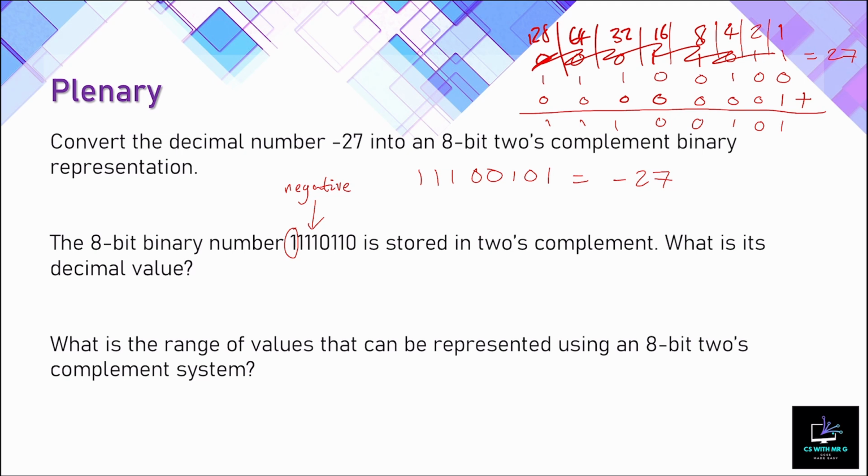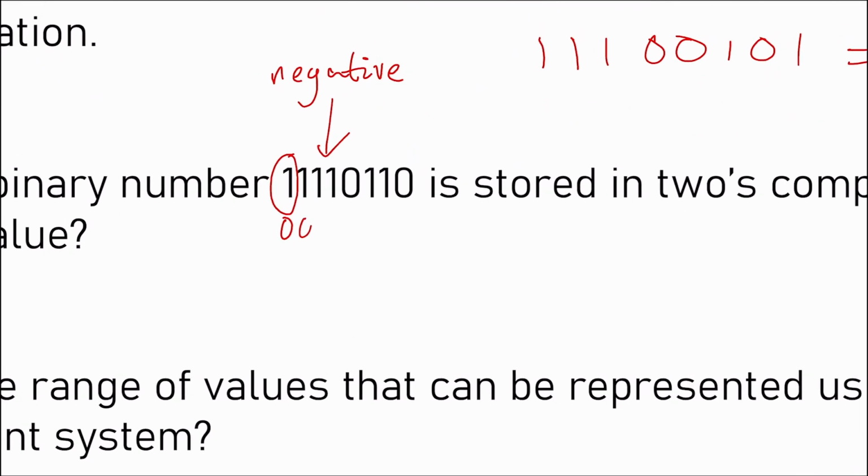We flip it round, so it becomes 0. Let me zoom in to make it easier. 0, 0, 0, 1, 0, 0, 1. Add 1. And it becomes 1 plus 1 is 0. Carry the 1. And then it's 1. And then 0, 1. And then the rest are zeros.